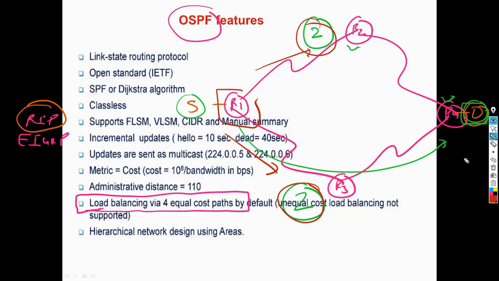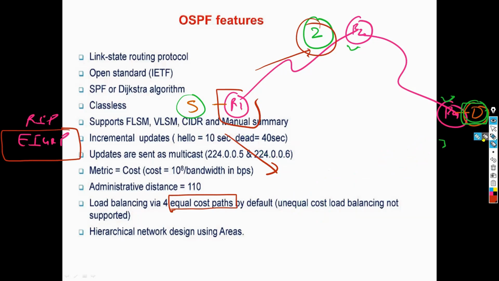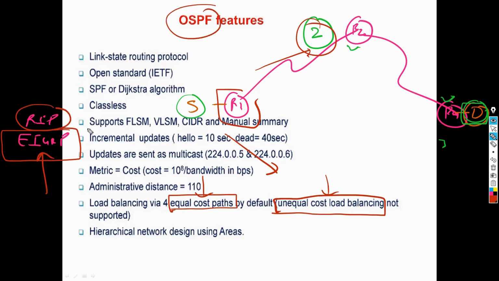But if you talk about the EIGRP protocol, EIGRP can support equal cost load balancing and unequal cost load balancing. Yes, in EIGRP, we have a great feature: unequal cost load balancing. So both options, equal and unequal, we can use in the EIGRP protocol. But RIP and OSPF only support equal cost load balancing. Clear now this point?